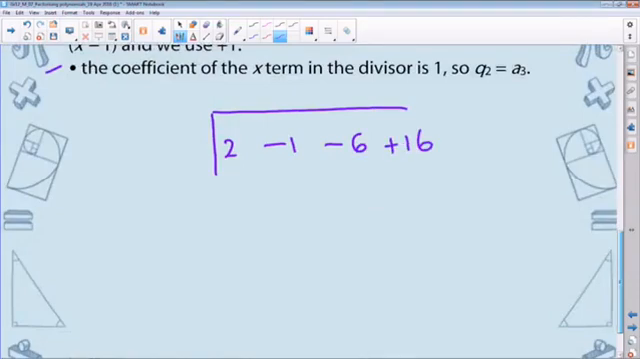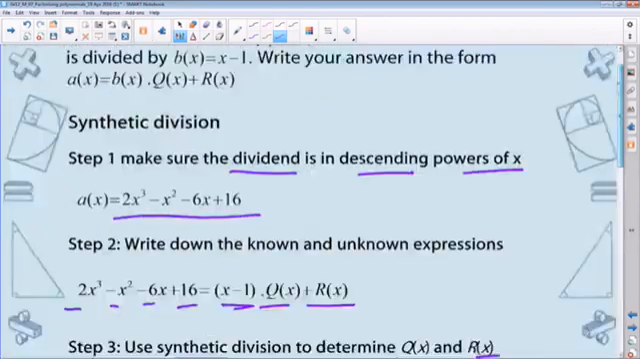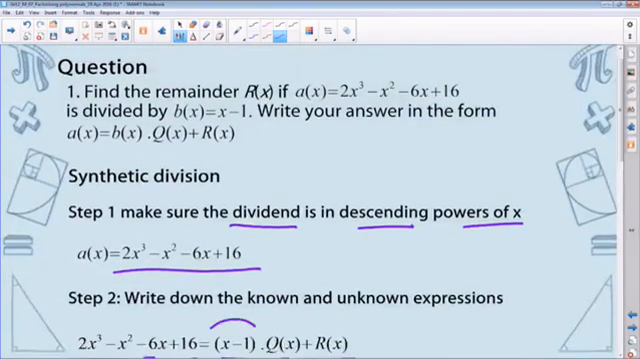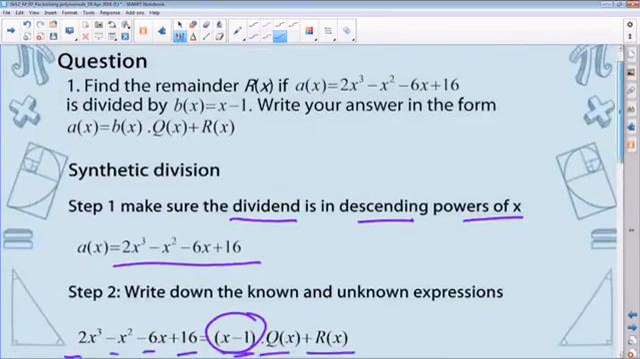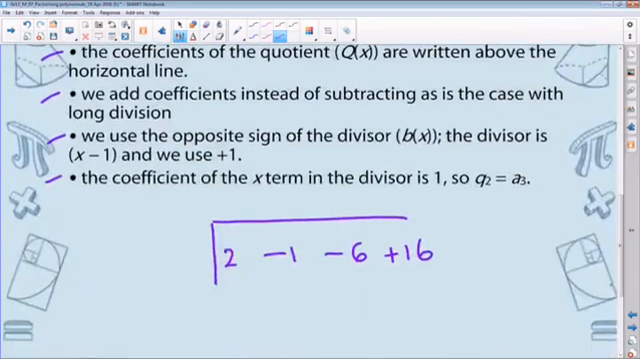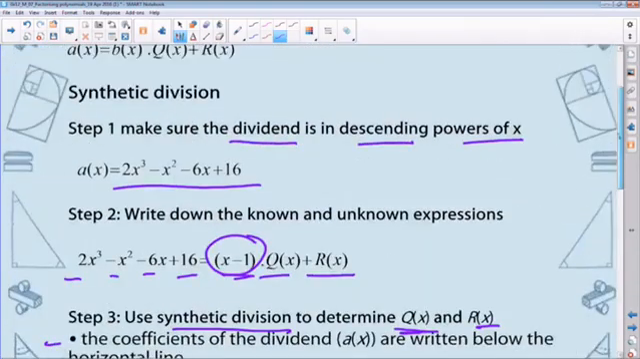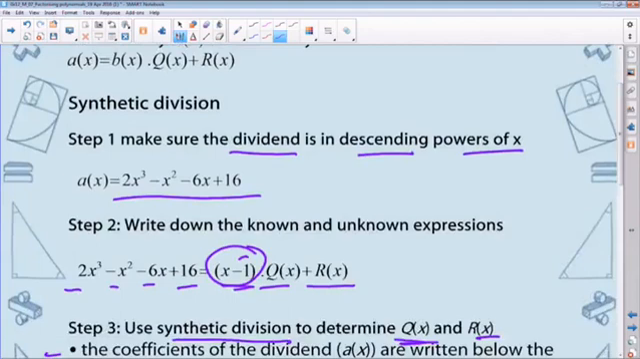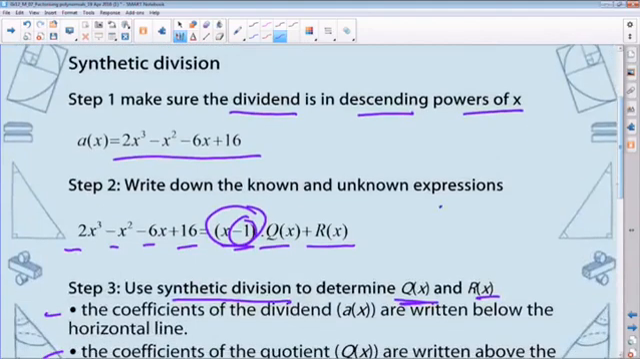Then your divisor. Remember you were dividing by x minus 1. The number that you put in your divisor is always going to be the one with an opposite sign, so here our divisor is just going to be 1. If x minus 1 were equal to 0, then x is equal to 1. That's the value that you're going to use as your divisor.